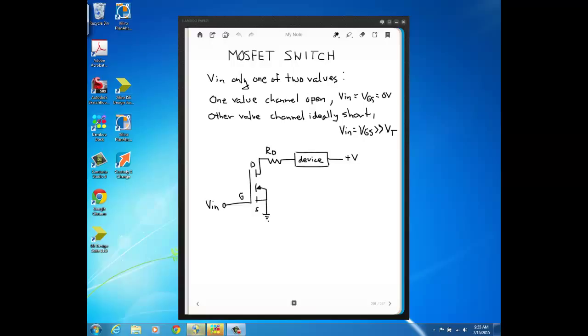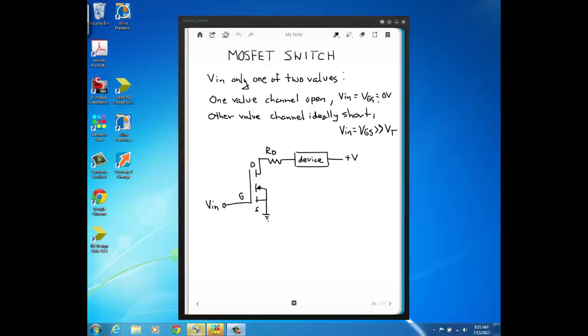Now, no matter what type of MOSFET switch circuit you have, one condition is that Vin of your circuit, which is connected to the gate of the MOSFET, is just equal to VGS. Well, that Vin can only be one of two values. One value of VGS will make the channel open, and the other value will ideally make the channel a short. Most typically, your VGS value to make it open is just 0 volts.